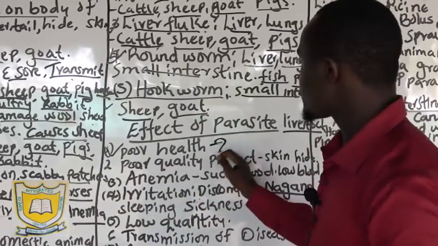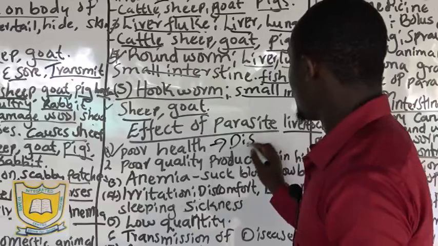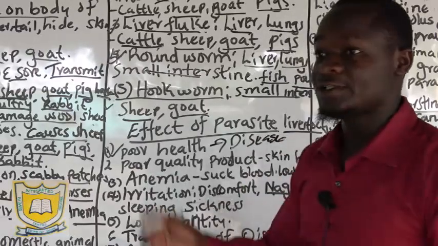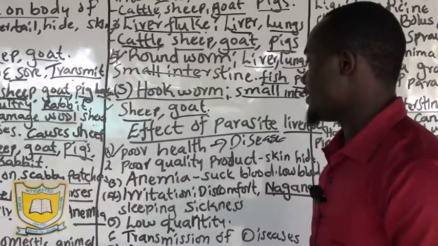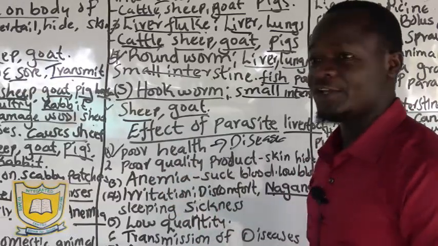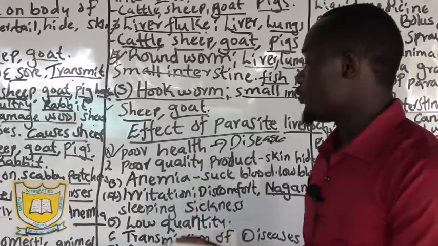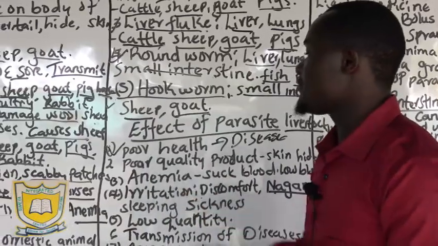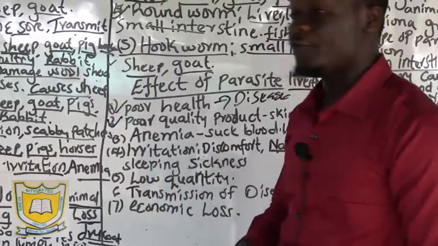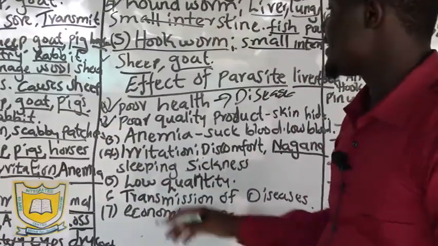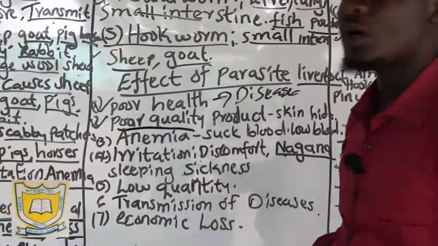Now, the poor health is caused by the presence of diseases. When the animal is affected by different diseases, it means the body immunity is seriously affected. When the body immunity is affected, the animal's body weakens, becoming very weak and leading to poor health.